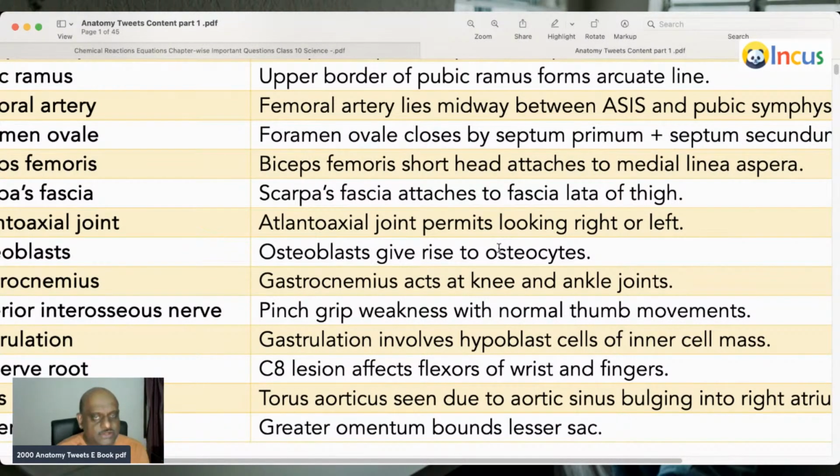Osteoblasts and osteoclasts. What is the function of denosumab? Denosumab is an inhibitor of the osteoclast, used as a monoclonal antibody. 60 milligram denosumab subcutaneous injection we give every 6 months to treat osteoporosis. So osteoblasts give rise to osteocytes, and you need to be sure about everything on osteoporosis.